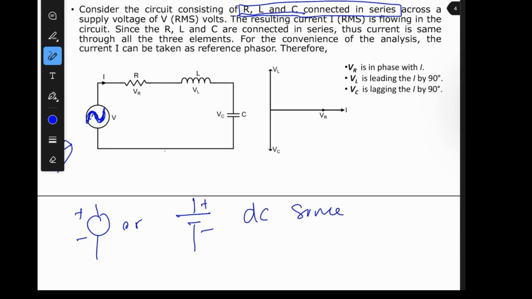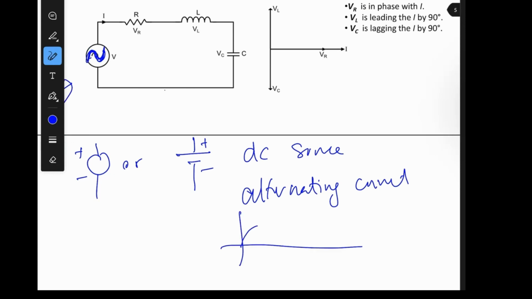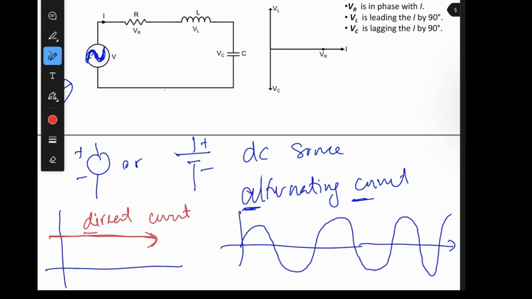AC is alternating current. So the current alternates: positive cycle, negative cycle, positive cycle, negative cycle, and so on. That's what we call AC, alternating current. For DC, it is just a straight line. This is DC voltage or DC current, direct current. So for DC the graph is just a straight line. For AC, it alternates.